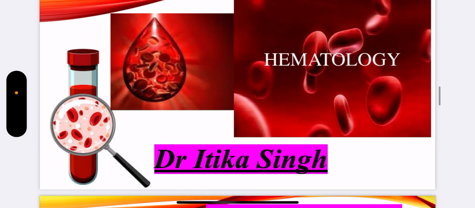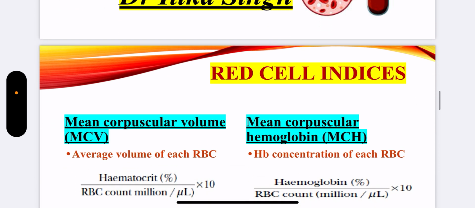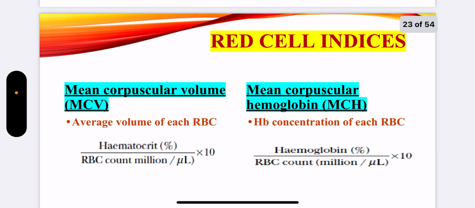Today we will discuss red cell indices and osmotic fragility. Now, what are the red cell indices? We had discussed packed cell volume, hematocrit in the previous class. We had mentioned a word about red cell indices also. Here we'll discuss red cell indices in detail. So these indices show the health status of a person. There are MCV, MCH, MCHC. We'll discuss one by one in detail.